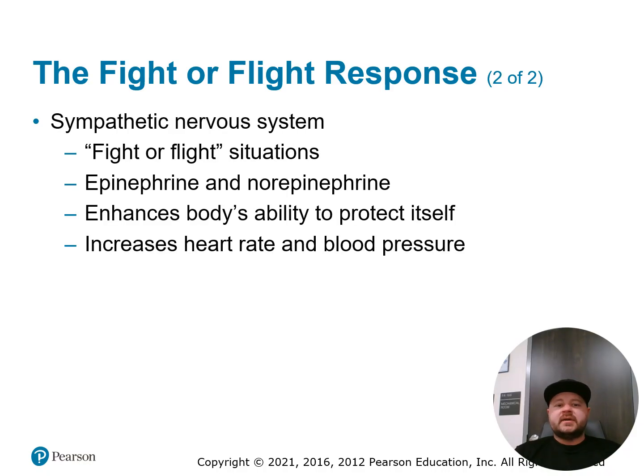And then we have our sympathetic nervous system. This is our flight or fight situations. Epinephrine and norepinephrine are hormones that are increased by the body during this sympathetic nervous response. It enhances the body's ability to protect itself, but that's going to come along with an increased heart rate and increased blood pressure.